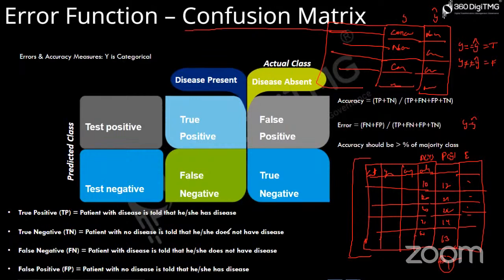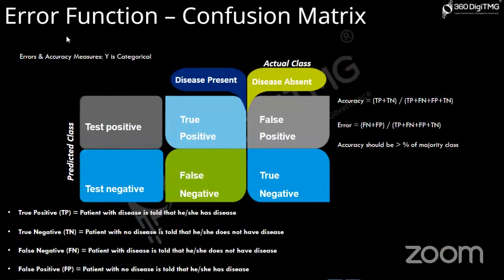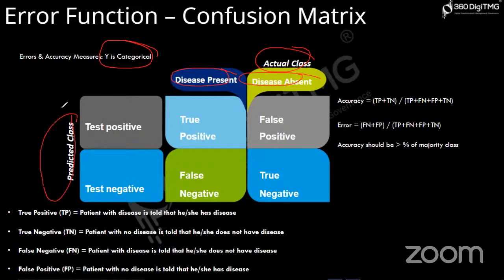Here we have taken an example. If my output variable is categorical, here I have the actual class, which is disease present or disease absent. There are only two conditions here, and I have the predicted class here. When I do my analysis, I get my predicted values after running my machine learning. Now I am going to compare these two: how much of my prediction is true?